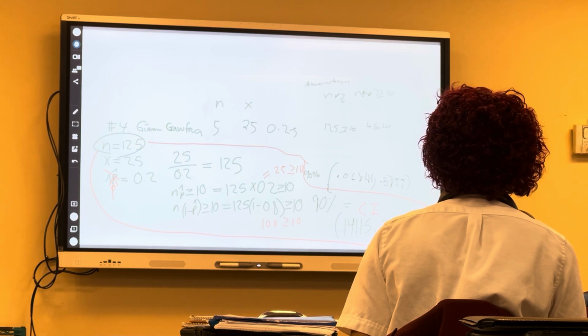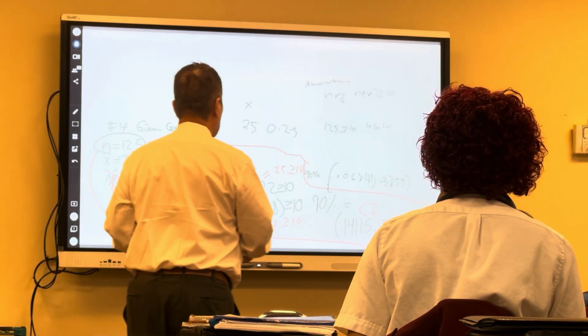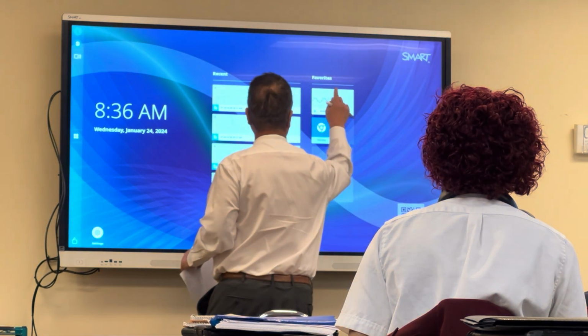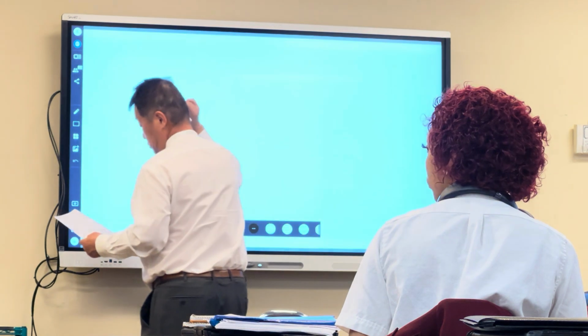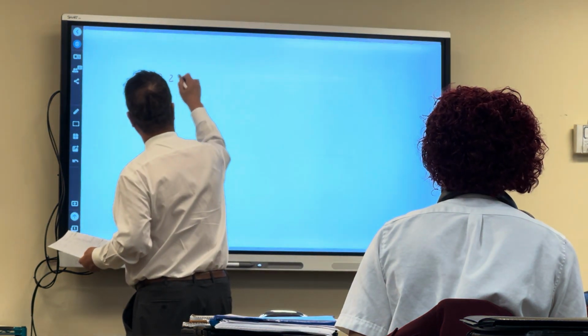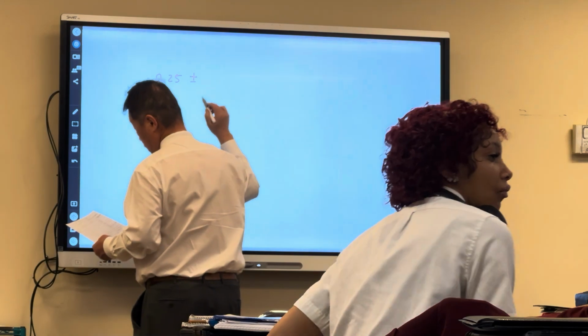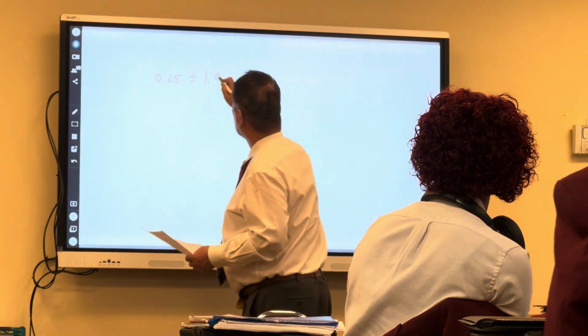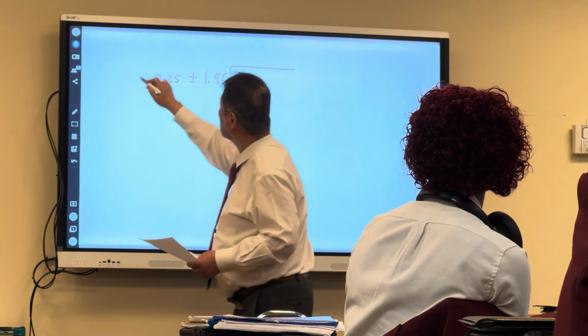So the last problem is number 5. I think it's the hardest problem in this set. So write it down. We only know the 0.25. And what is the confidence level for number 5? Read the number. Confidence level for number 5. 95%. What is the critical value? 1.96. Write it down. I'm doing number 5.